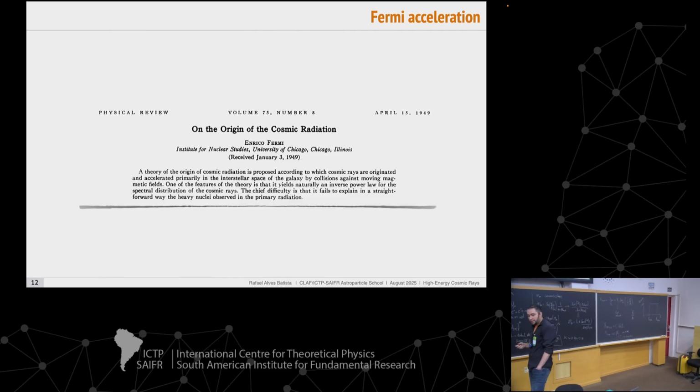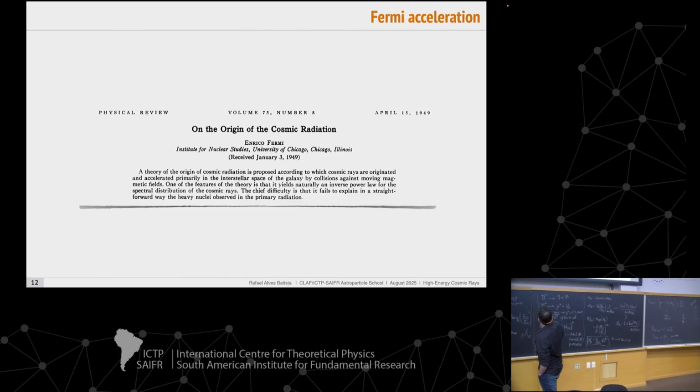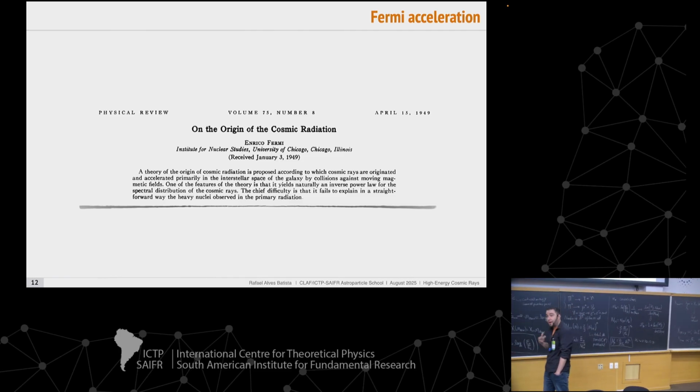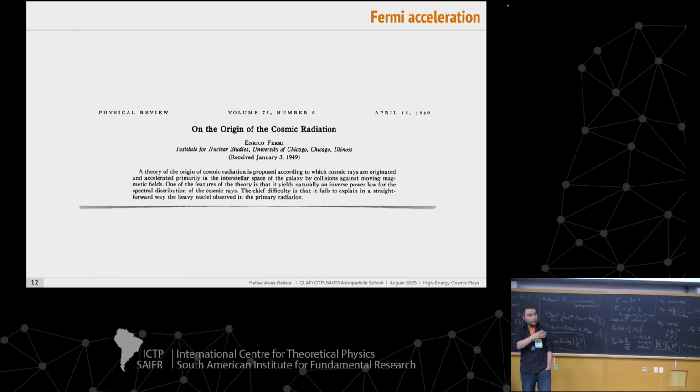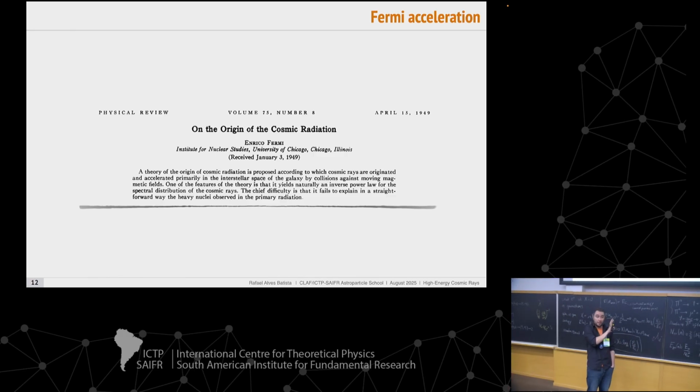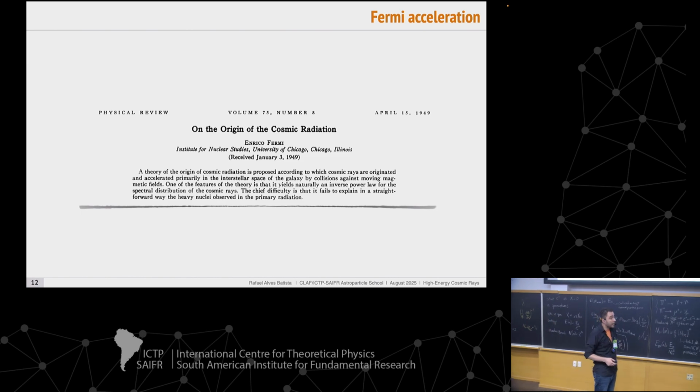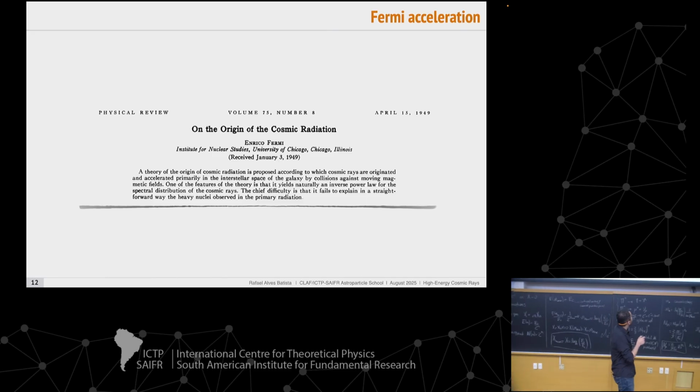But now the question is, how can we accelerate these particles to high energy? So we understood one criterion: if my object is small enough, for a weak magnetic field, it cannot confine the cosmic rays there for very long. Therefore, it cannot explain very high energy cosmic rays. Therefore, we need to come up with a mechanism for particle acceleration.